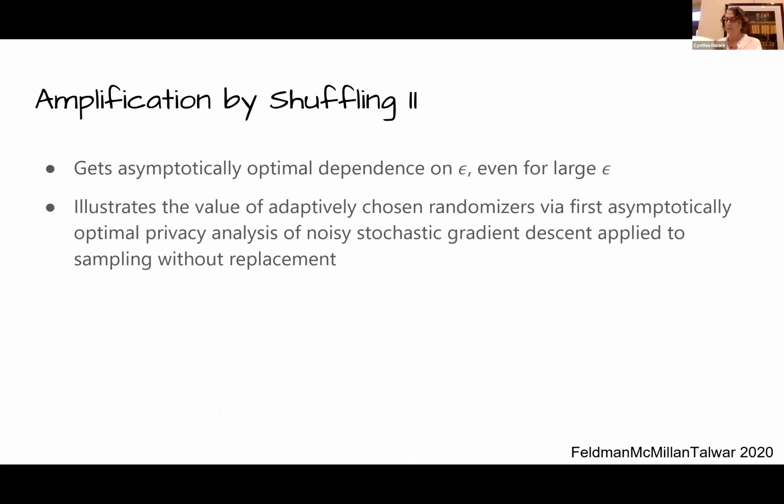Okay. All right. So this was pretty exciting, and there's been a lot of work. So I'm just mentioning a couple of results. Subsequent work by Feldman, McMillan, and Talwar gets asymptotically optimal dependence on epsilon, even when epsilon is large, not less than a half, no bound on epsilon. Also, I didn't discuss it, but there are some variants on exactly how the randomizers can work and whether information can get passed from one party to another before it applies its randomization.